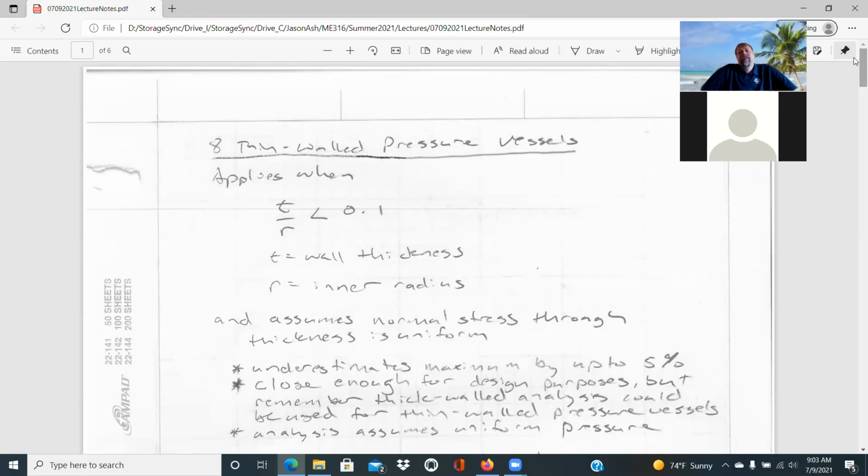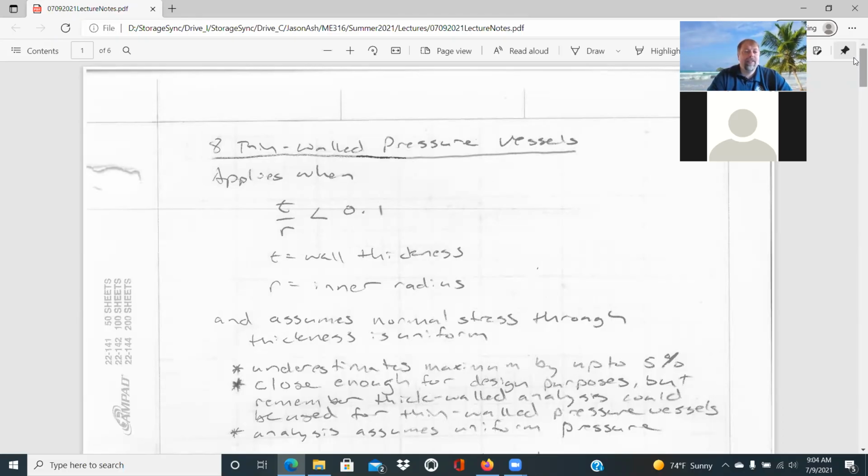The first case of combined loadings that we'll look at is just another loading type of condition, looking at thin-walled pressure vessels, which really applies when the thickness of the wall divided by the inner radius of that pressure vessel is less than about 0.1, that critical ratio. If the thickness becomes greater than that, then you start to have a significant distribution of stress through the thickness, and you have to use thick-walled analysis.